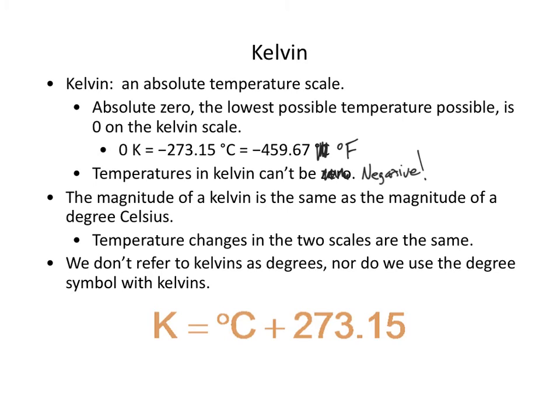Now, because Celsius and Kelvin have the same magnitude, all we have to do to convert between the two is to just shift the temperature in Celsius by 273.15.